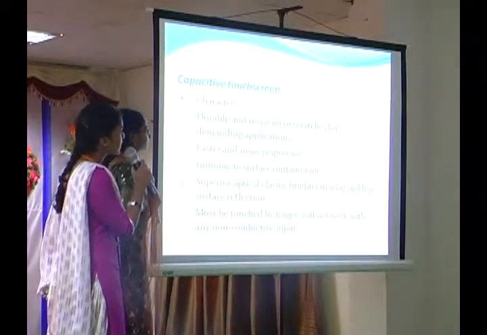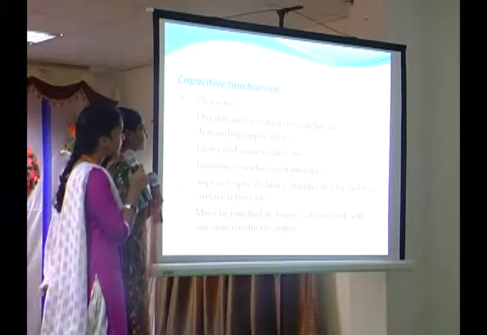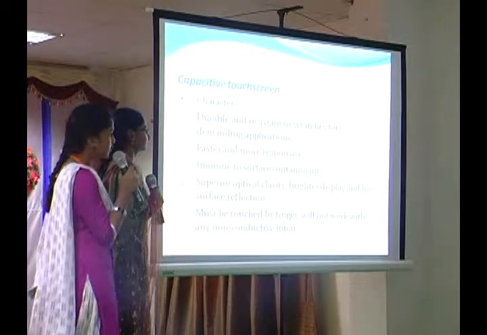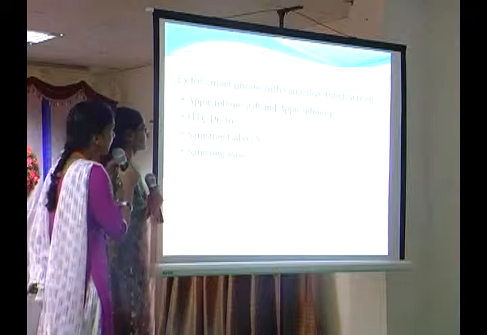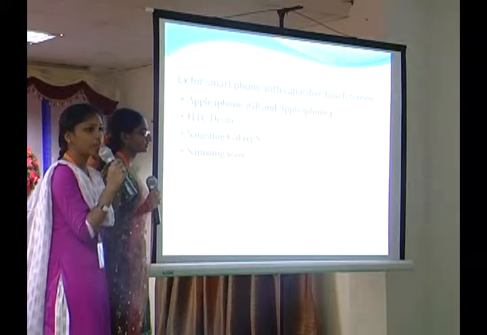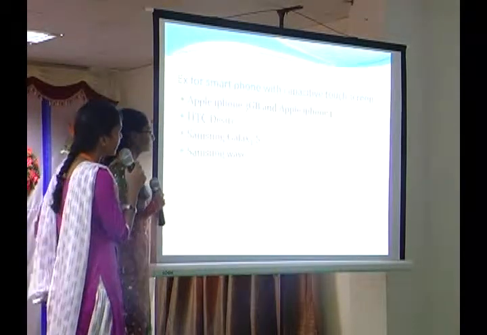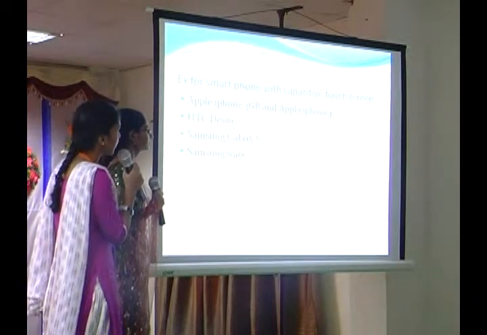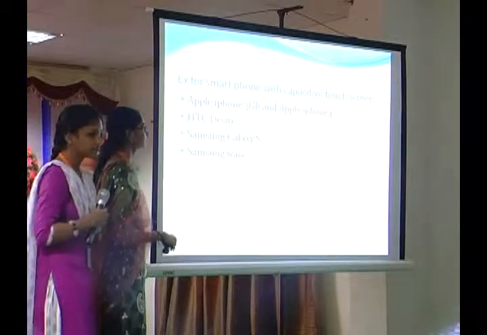In capacitive touchscreen, it has some characteristics. It is durable and resistant to scratches, faster and more responsive, and it is immune to surface contaminants, etc. We know that many smartphones are available, but we don't know what type of touchscreen it is. Some examples of capacitive touchscreens are the Apple iPhone 3G and iPhone 4, HTC Desire, Samsung Galaxy X, and the Samsung Wave.